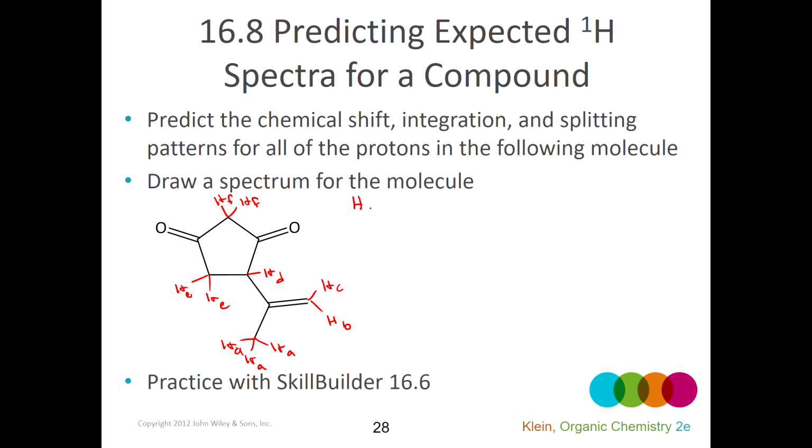So for HA, what do I expect to see? I expect to see an integration of 3 relative to the other integrations because there are 3 hydrogens giving this signal. I expect the position to be around 1 ppm for a proton that's on a methyl group, but it's also allylic, so that's probably going to add another 1. So it's going to be around 2 ppm, roughly. And what's the splitting pattern? Well, there's no hydrogen on the adjacent carbon to split it, so it's a singlet.